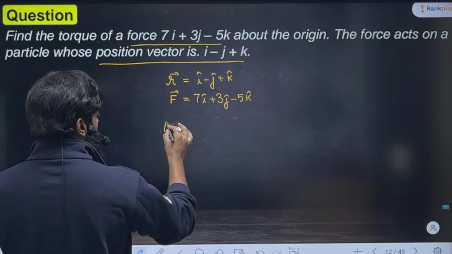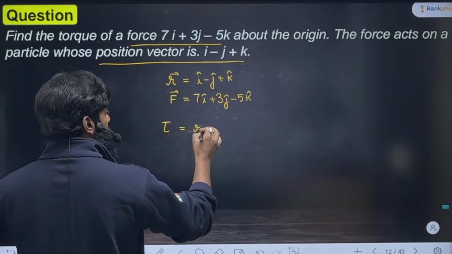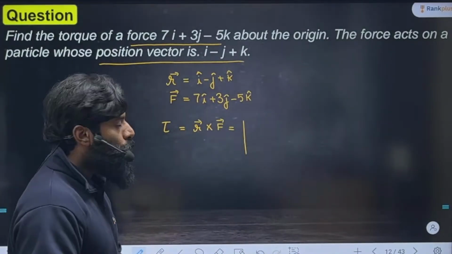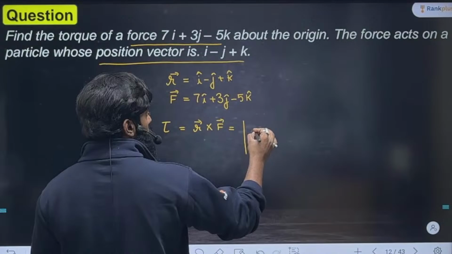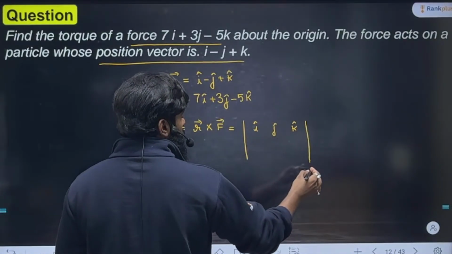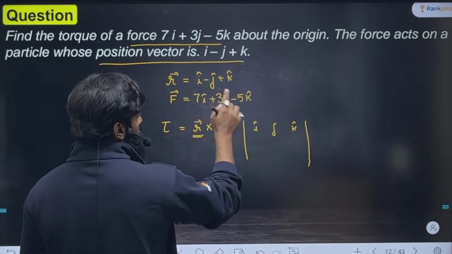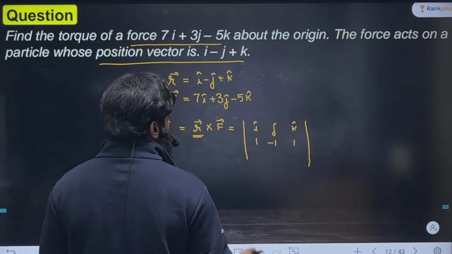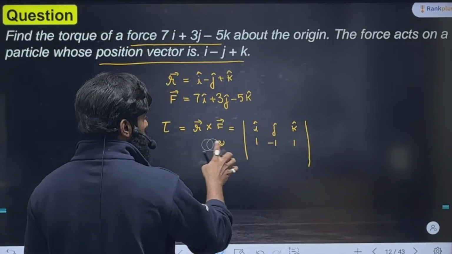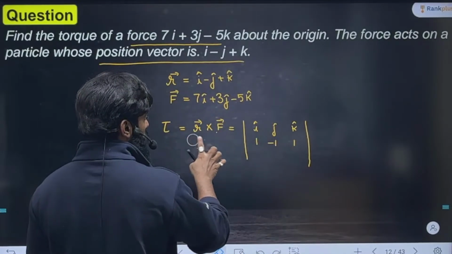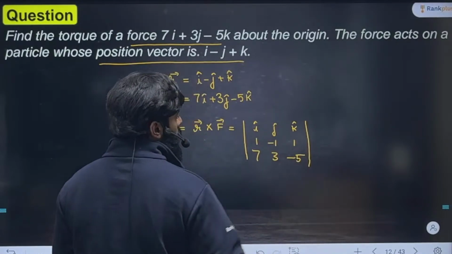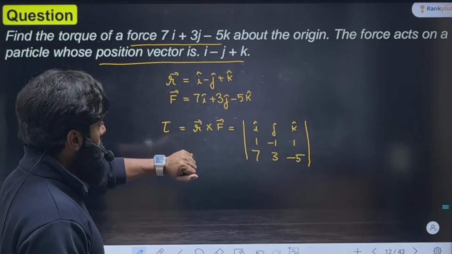Now you have to find the torque. So torque is R cross F. To do the cross multiplication, first put I cap, j cap and k cap in the first row. You have to draw the matrix. Then take the components of the first vector, so I'll be considering 1, -1, 1. For the second one, take the values as 7, 3, minus 5. So these are the values for this thing. Now you have to open this.